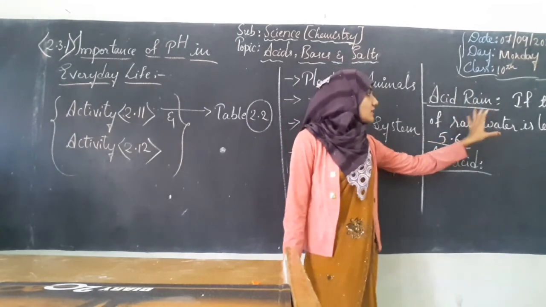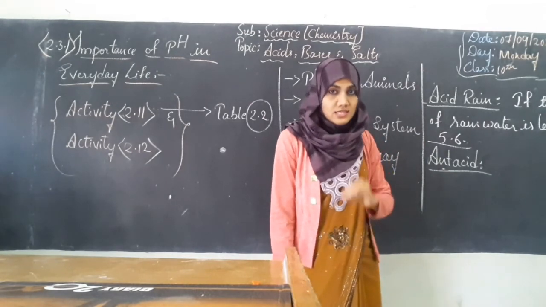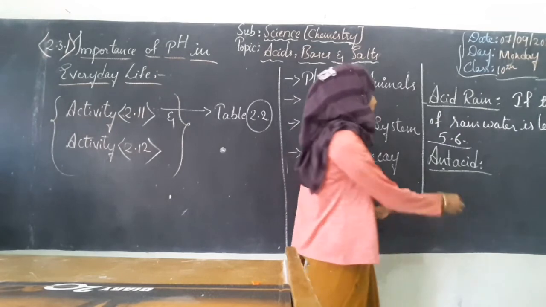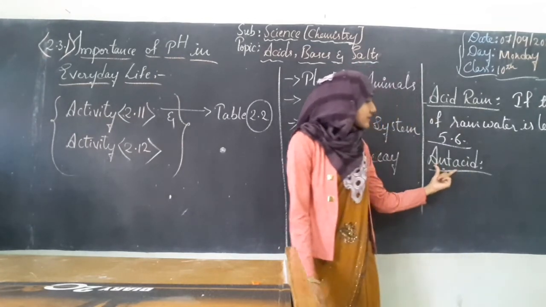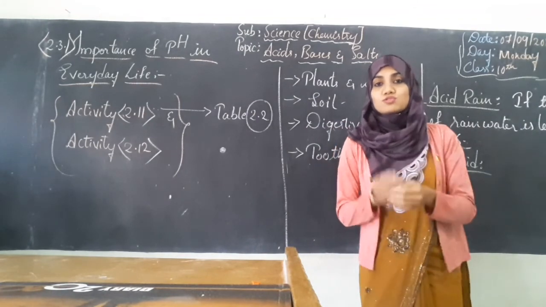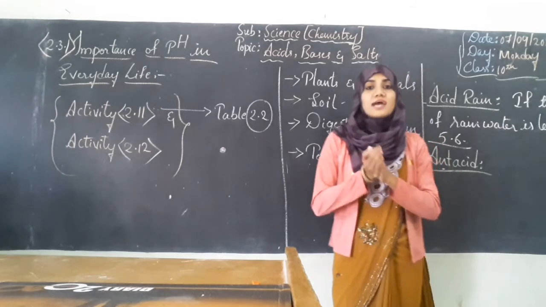So what is acid rain? If the pH value of the rainwater is less than 5.6, then it will be considered as acid rain. And there we come across one more word, that is the antacid. So antacids are nothing but the bases that we will use to neutralize the power of the acid. So such kind of bases will be called antacids.